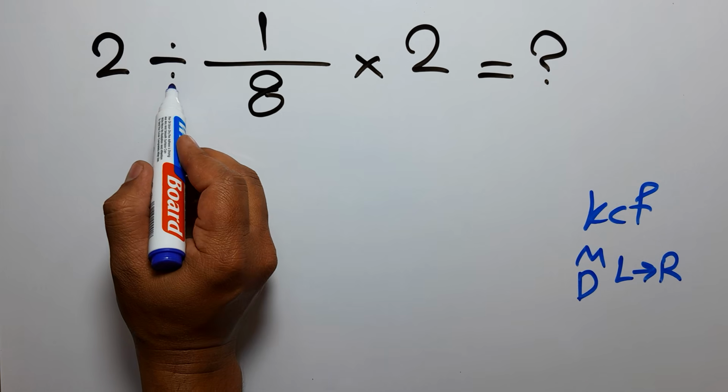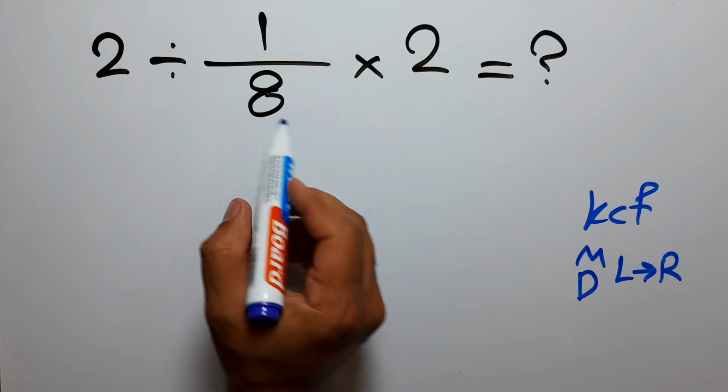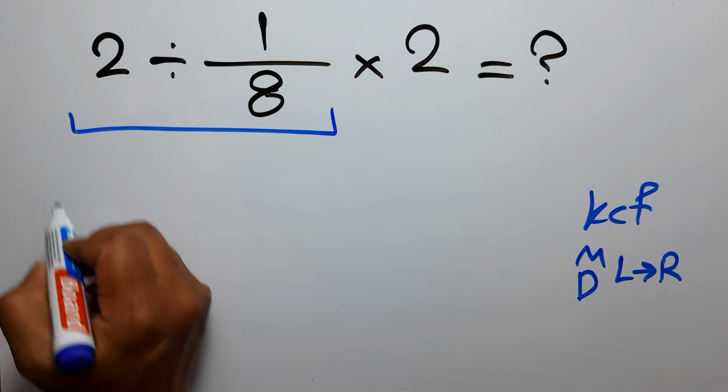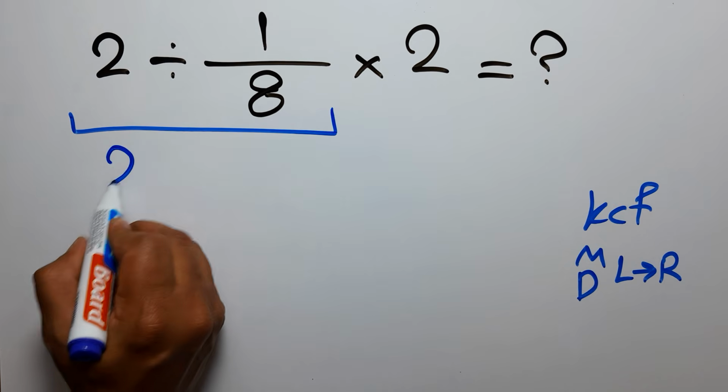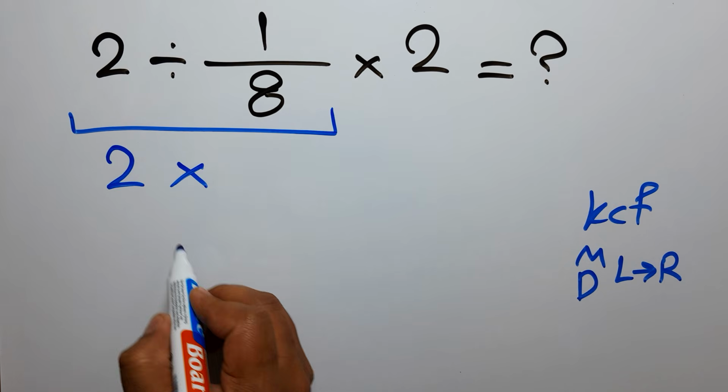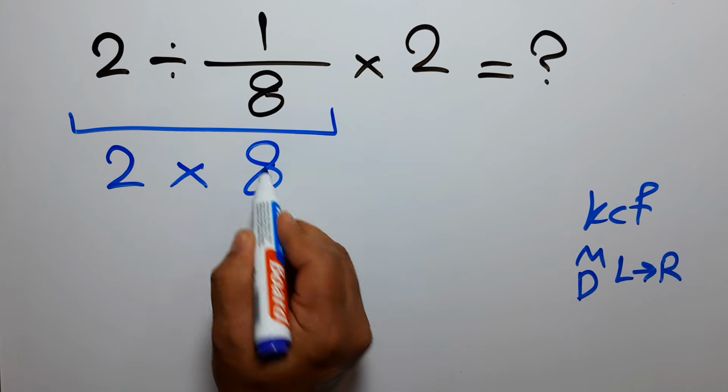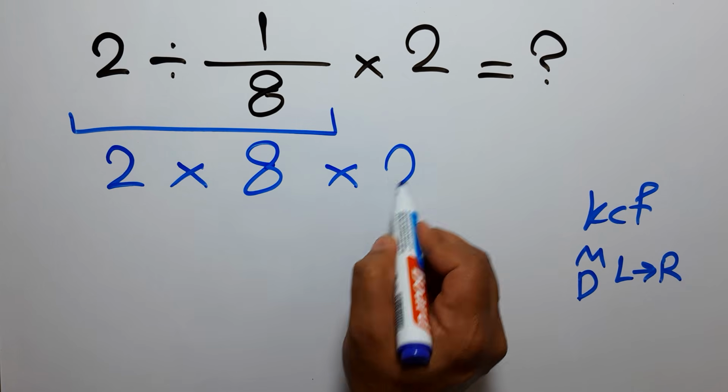So first we have to do this division. 2 divided by 1 over 8. According to the KCF rule, we can write keep the first fraction, change division to multiplication, and flip the second fraction. And here we have times 2.